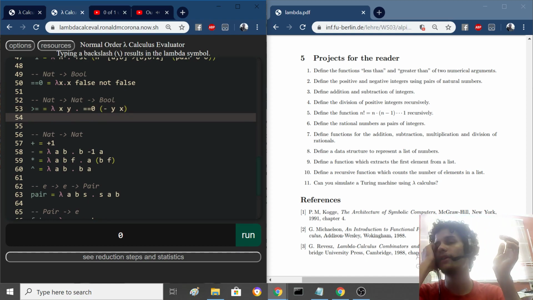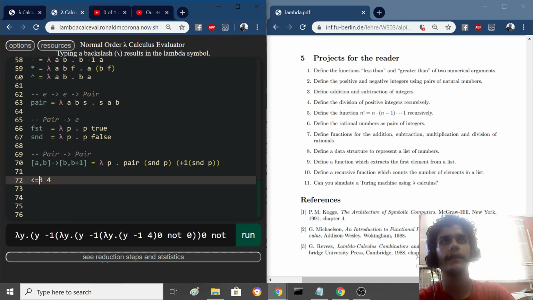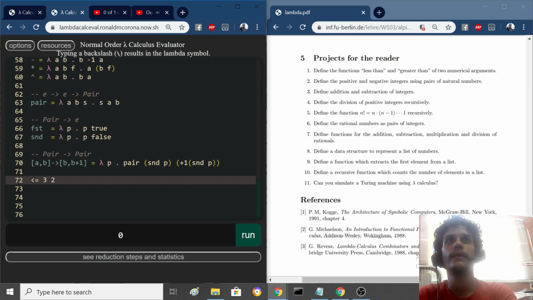The rest of them should be really easy. If you want, pause the video and try to figure them out. Please do. Alright, so less than or equal to, basically same thing. We should just flip the signs. So equals 0 and x y, right? Of course. Is 3 less than or equal to 4? Oh, well, we don't do it like that. No infix, right? Is 3 less than or equal to 4? True. Is it less than or equal to 3? True. Is it less than or equal to 2? No.